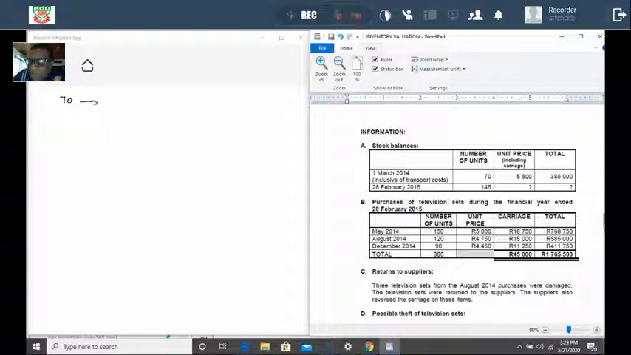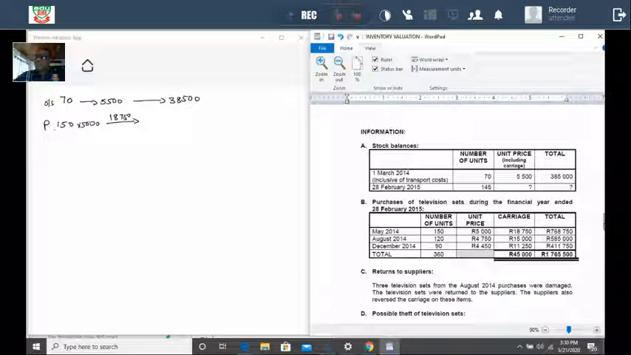The unit price was 5,000, which gave us a total price of 385,500. This was opening stock. Now let's look at purchases. First, we buy 150 units for 5,000 rand each. But now what comes in? There is a carriage of 18,750 for this 150 units, which means now we have to do what?